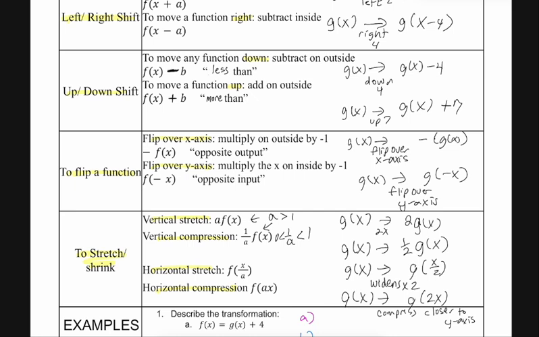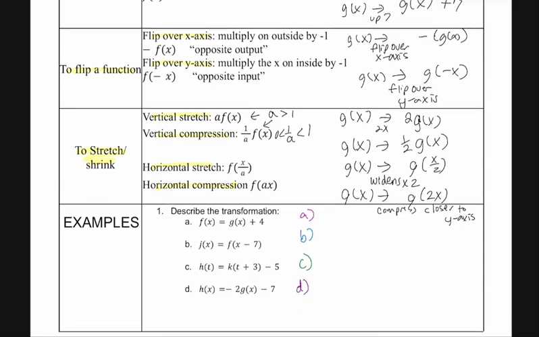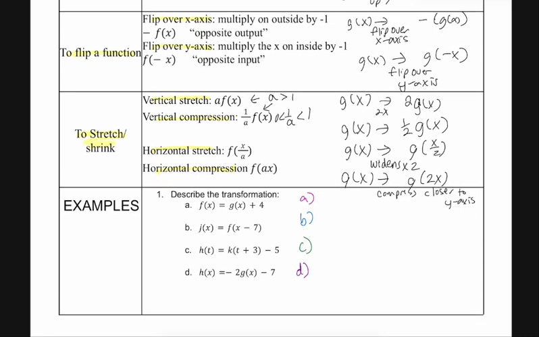So now we have the rules written down. We need to take a look at some examples, okay? So make sure everybody has your rules written down. Let's take a look at the examples. In the examples, we've had these functions, and we want to describe the transformation.